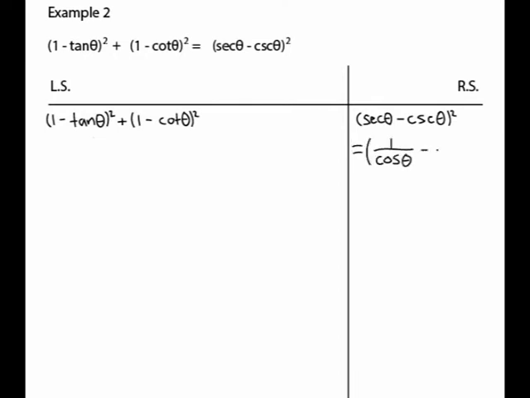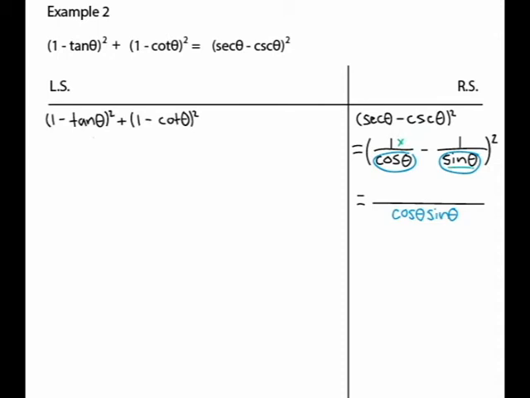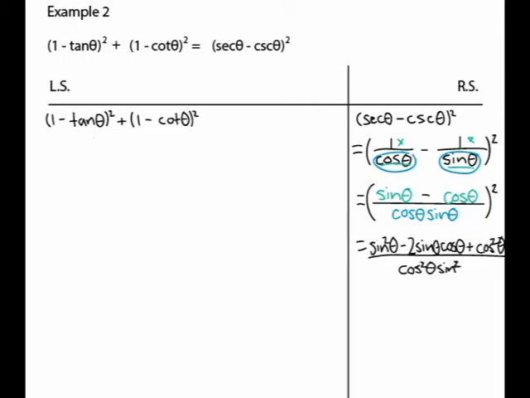Apply the reciprocal identities. Since it's a subtraction of fractions, you will need a common denominator. In this case, it is cos theta times sine theta, which is found by multiplying the two fractions' denominators together. The first fraction was multiplied by sine theta to get the common denominator, while the second fraction was multiplied by cos theta. Square the top and bottom. Apply the Pythagorean identity. This side is now complete.